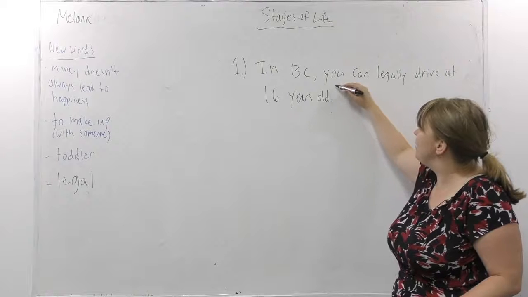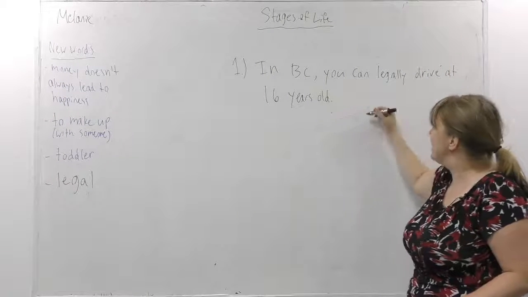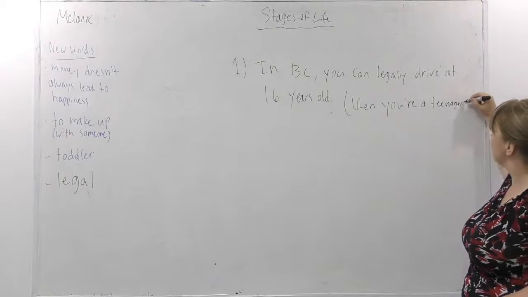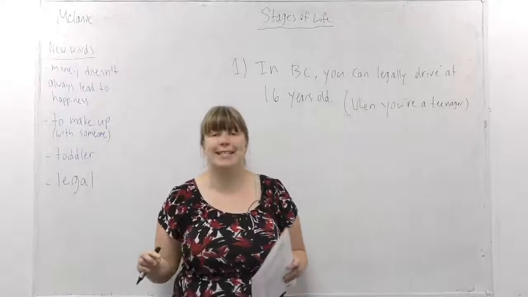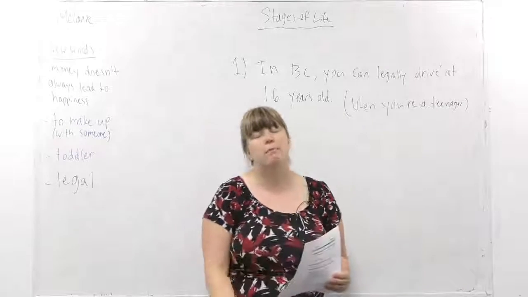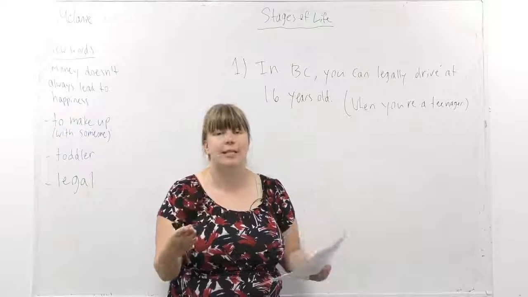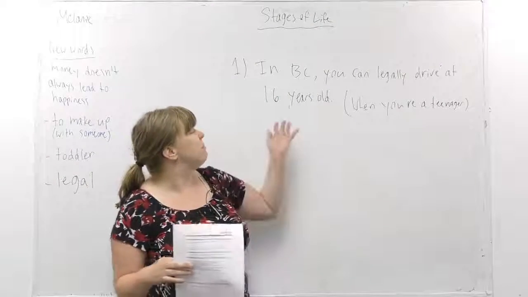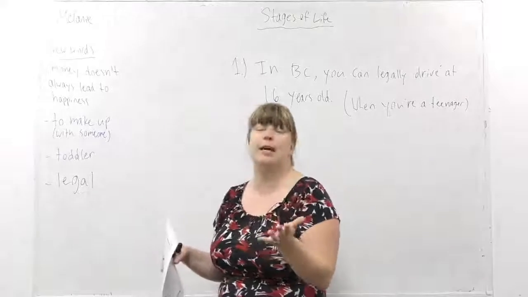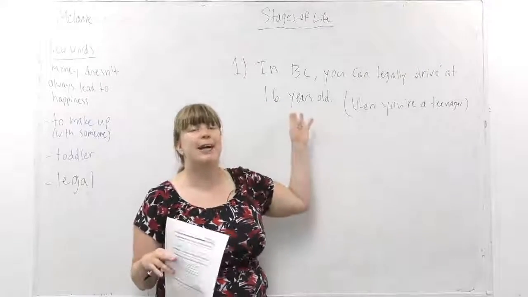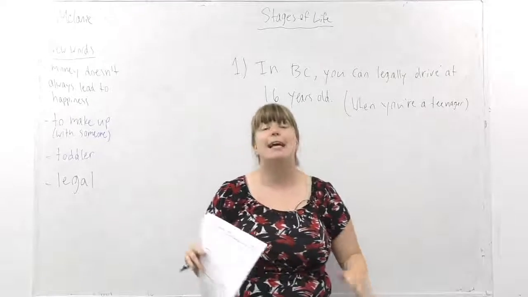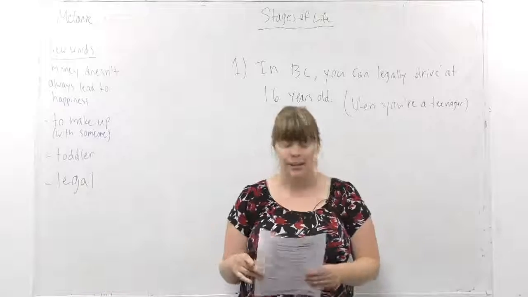So you can legally drive, or basically I could say when you're a teenager. So this is when you can get a learner's license. So that means you have to be driving with somebody else all the time. So you do that maybe for like 1 year, then you can get a new license where you can drive alone. Okay, so in BC, you can legally drive when you're a teenager at 16 years old. What about your guys' countries or provinces or states? In Canada, in Alberta, you can legally drive when you're 15 years old, so even younger. It depends where you live in Canada.